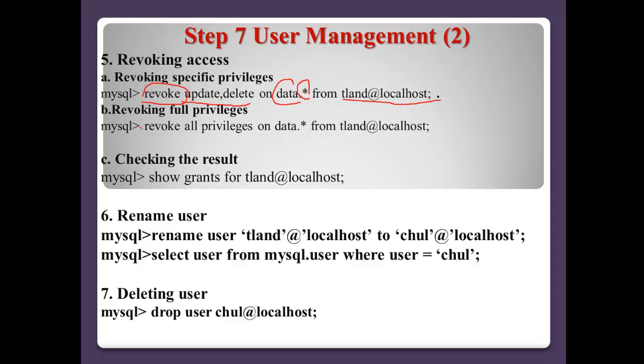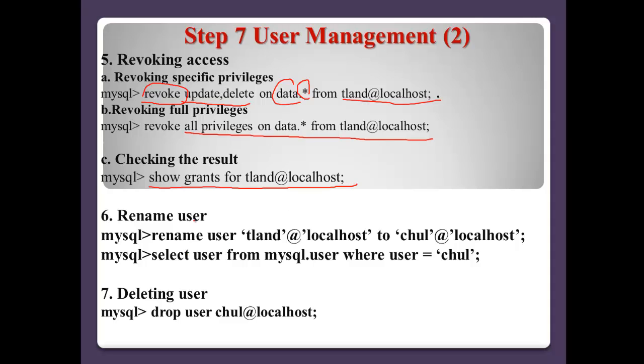And B, revoking full privileges. If we want to revoke all privileges, then revoke all privileges on data.* from username, like this. And after that, we can check the exact result of revoking these privileges: show grants for Thailand@localhost, like this.